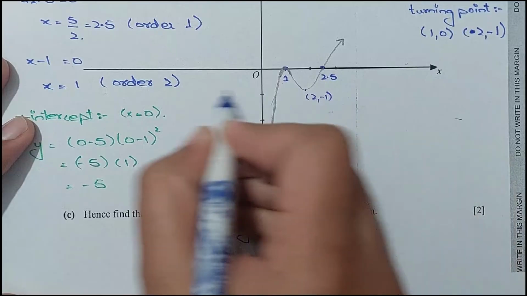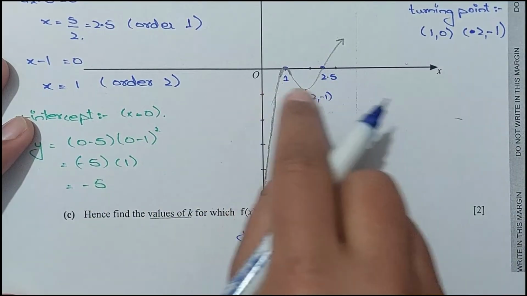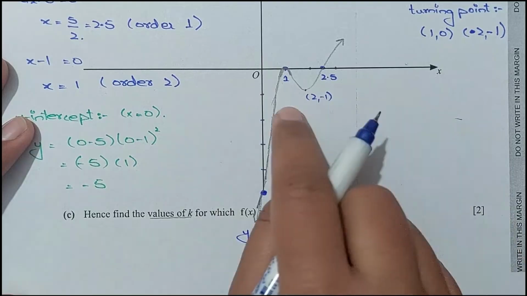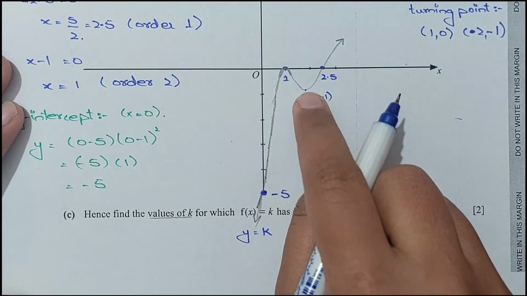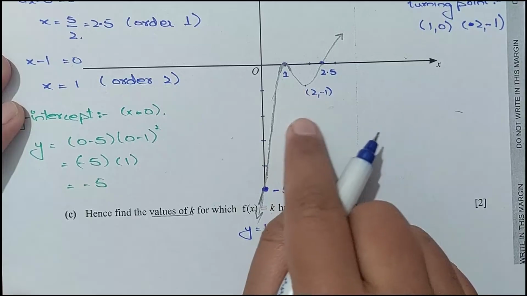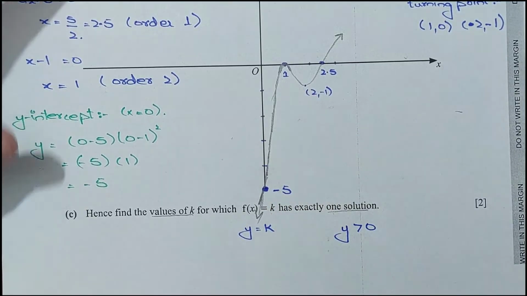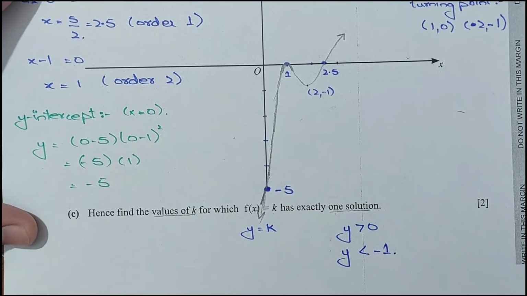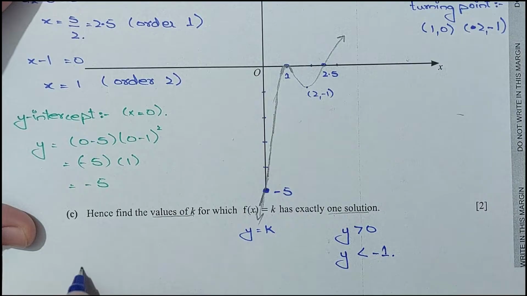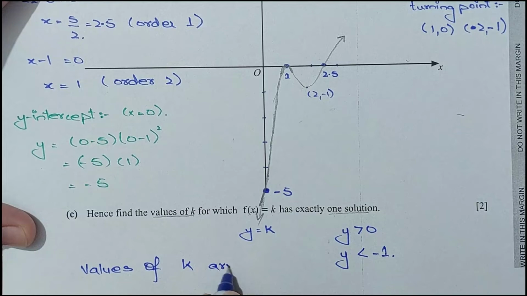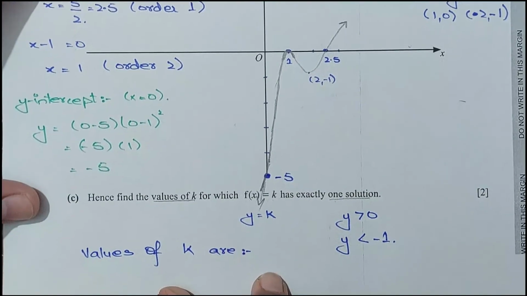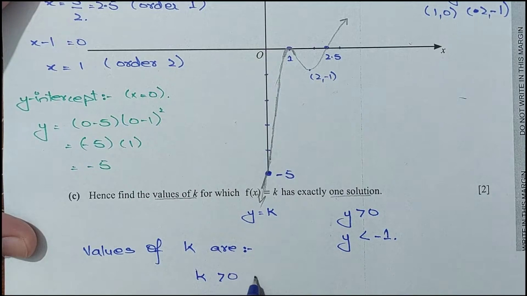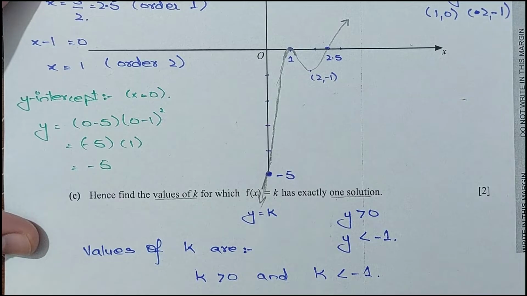When y equals negative 1, we have again this and this. It cuts the curve at 2 points. This has one solution. But when the y value is less than -1, -2, -3, -4, we have only one solution. I hope you understand the situation. So we can say the values of k, when the curve has only one solution, are k greater than 0 and k less than -1. So these are the two solutions.